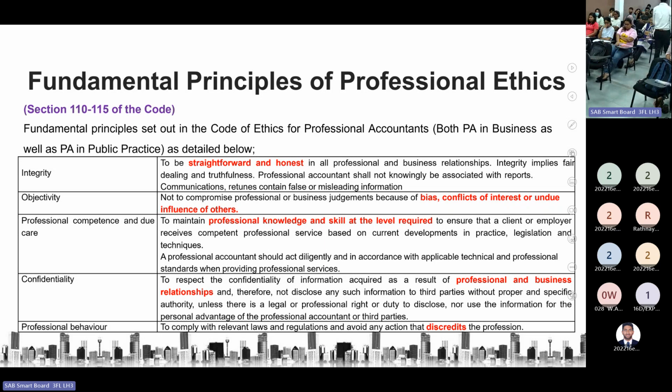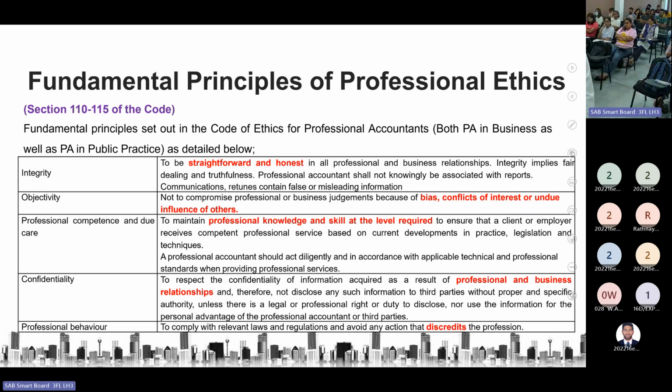What you mean by objectivity, you need to read. Okay? I'm not saying that you need to remember the exact words, but you need to have the idea. What you mean by integrity, what you mean by objectivity. If you don't have that knowledge, definitely you can't write the answer that I'm going to ask in the examination. So you need to have the idea about this.